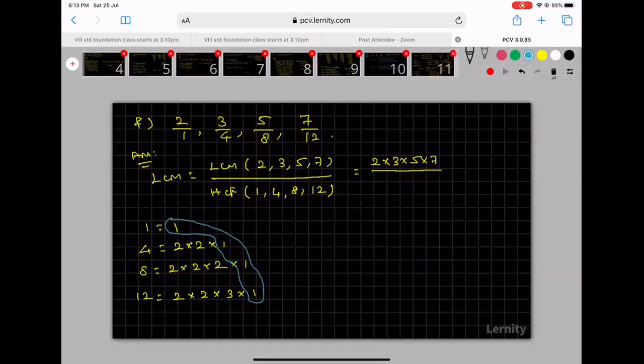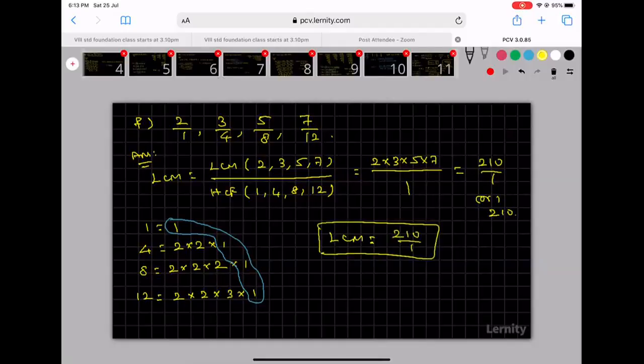Here the denominator is 1 and the numerator we are getting is 210. 210 divided by 1 is 210. Therefore my LCM is equal to 210 by 1. This is my answer. In this slide, any doubts?